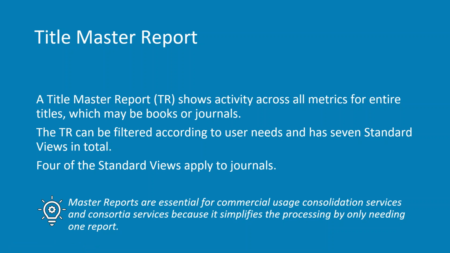Okay, so Title Master Report. This shows activity across all metrics for entire titles. Now this may be books or it may be journals. The TR is a very powerful report. It has a lot of information. It can be filtered according to user needs, and there are 7 standard views in total. 4 of those standard views apply to journals. Now, master reports are essential for everybody. They're especially essential for commercial usage consolidation services and consortia services, because what it does is simplify the processing. You only need 1 report. Okay, so this is a very powerful report.